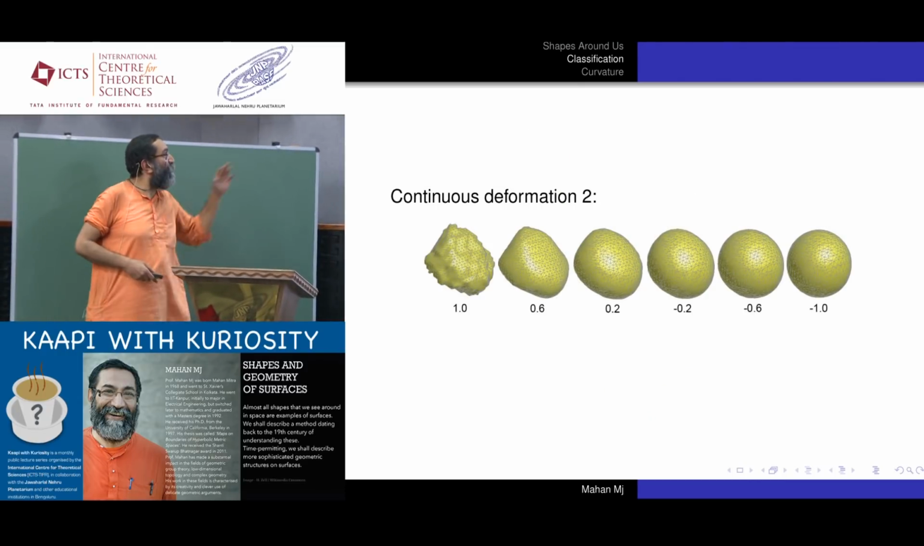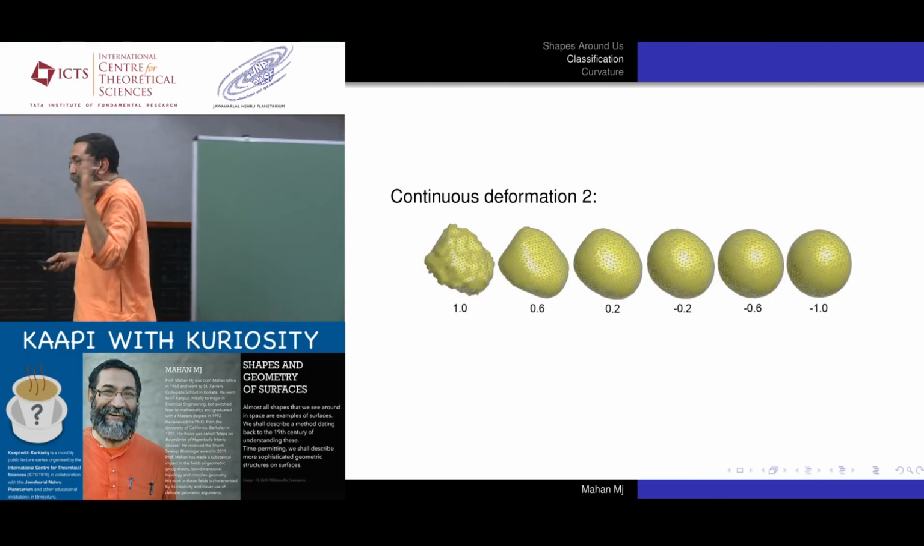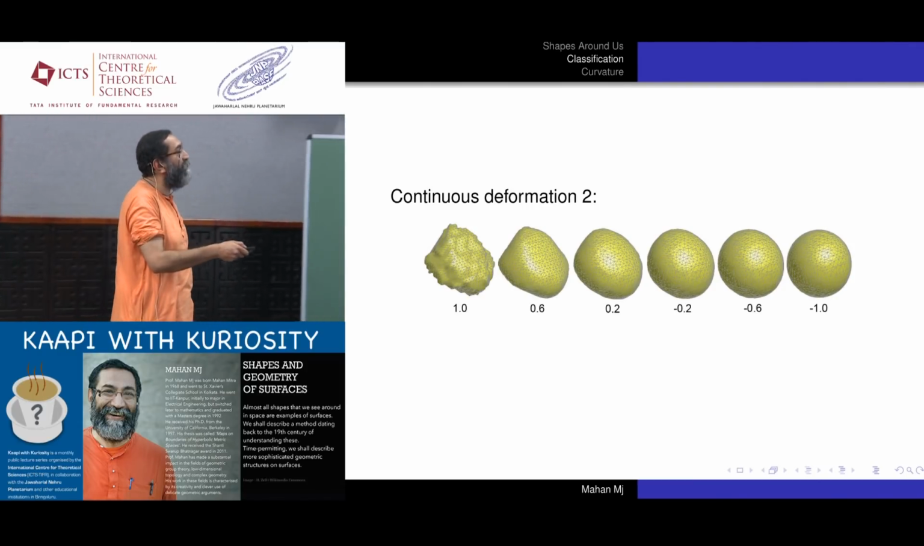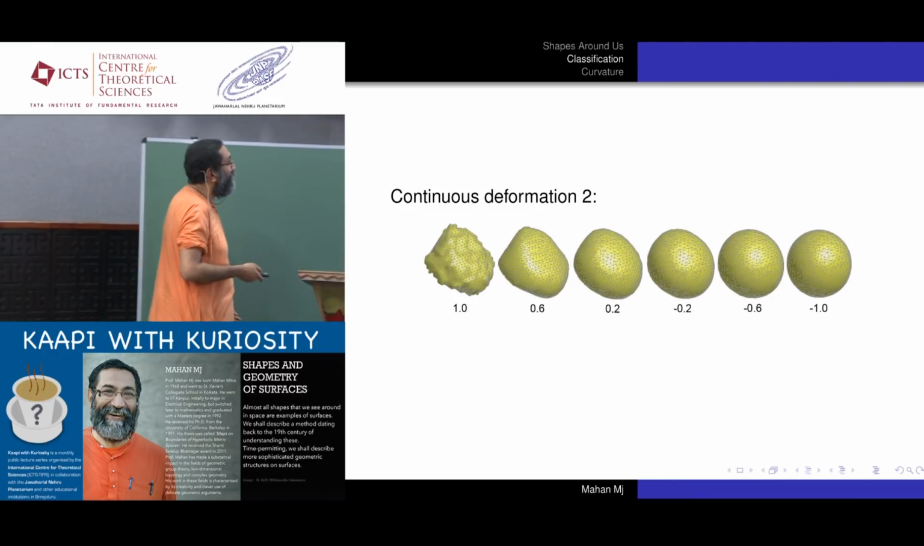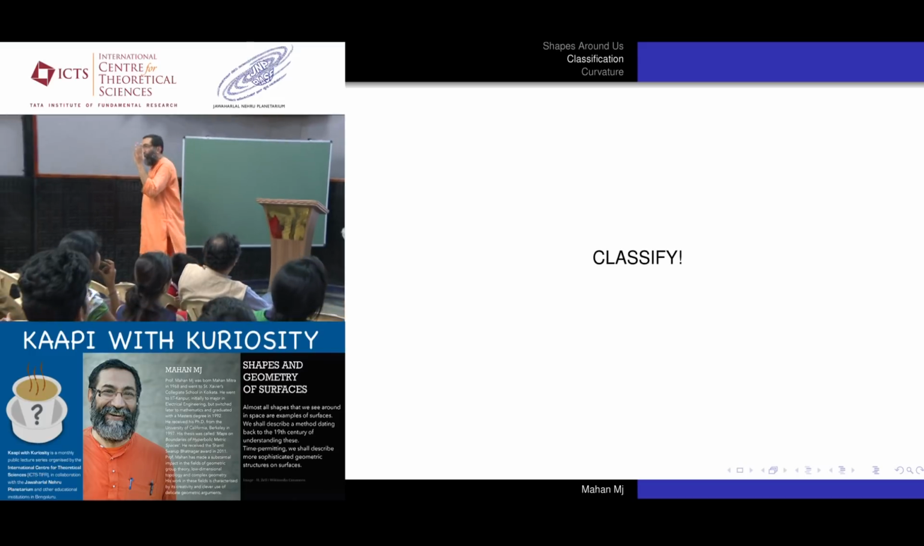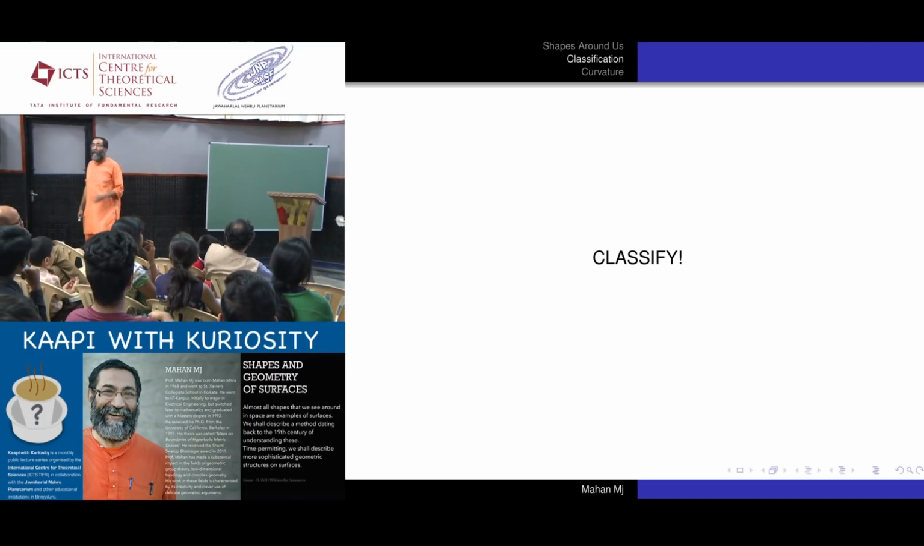Another example, you have a wrinkled lemon, and then you allow this to flow, and it becomes a nice, round, smooth lemon at the end of it. All right. So now that we've understood the problem, we have to solve it.